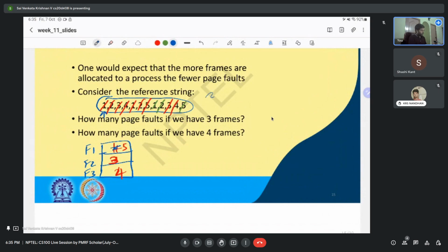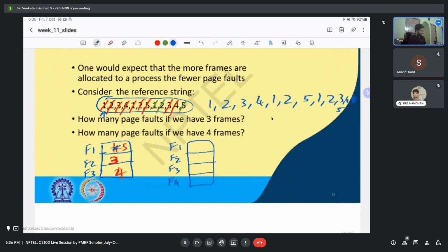So the same thing, let's do it again: 1 2 3 4 1 2 5 1 2 3 4 5. Let's do it for 4 frames now. So first 1 2 3 4, all of these would be brought into memory.